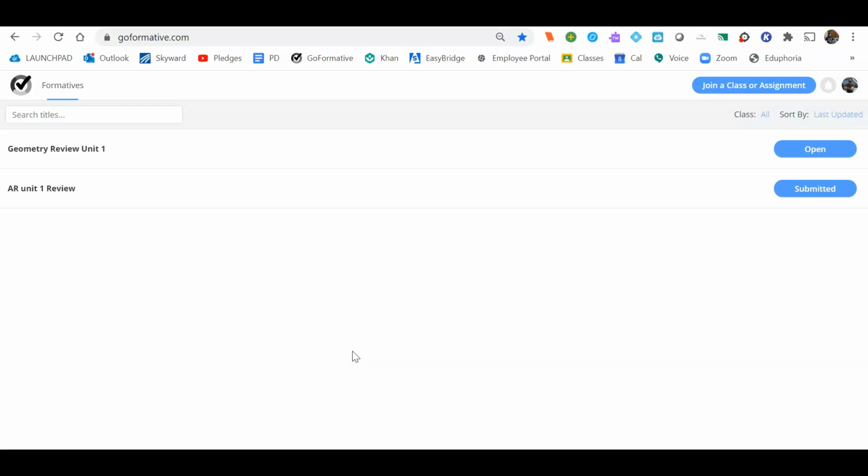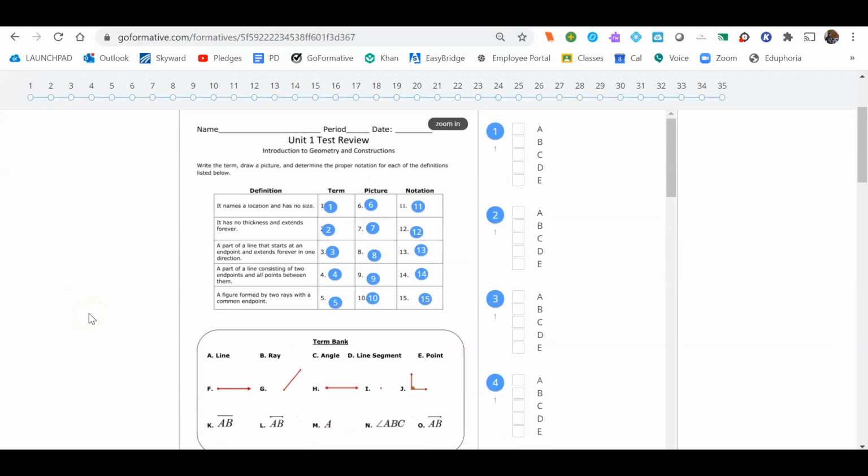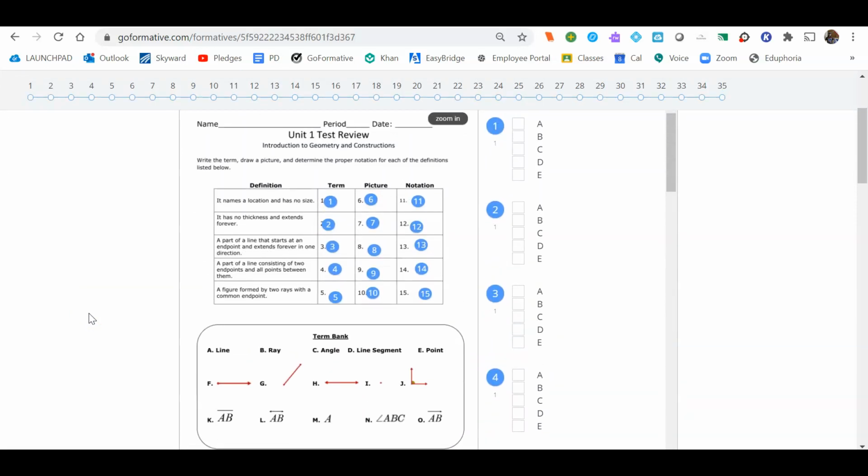All right. So when you go to goformative.com, make sure you sign in with your NEISD credentials through Google. And then when you open it, you're not going to see the AR one necessarily, but you will see Geometry Review Unit 1. You can hit open, and then you're ready to go. Normally I would give you this on paper in class, but instead, here it is.